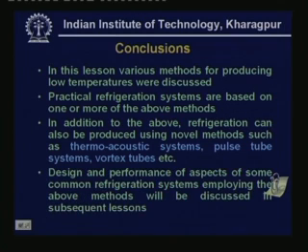The design and performance aspects of some of the common refrigerant systems employing the above methods will be discussed in subsequent lessons.